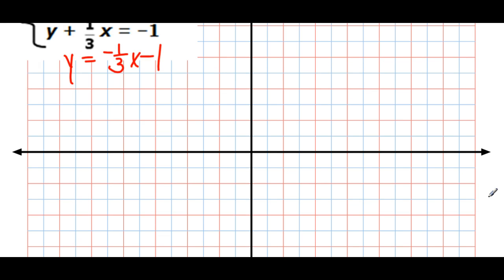The top equation had a y-intercept of negative 6, which is right here, and the slope of 1, so that's up 1, right 1, up 1, right 1, up 1, right 1. And again, just put as many points as you need to make your nice line. Then you're going to graph the second equation on the same coordinate plane, started at negative 1, and was down 1, right 3, down 1, right 3.